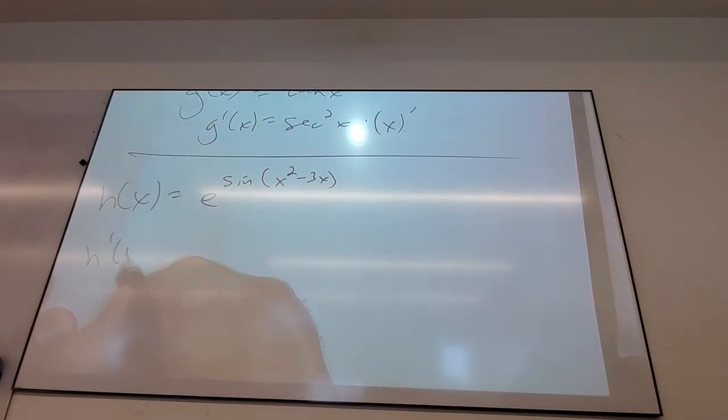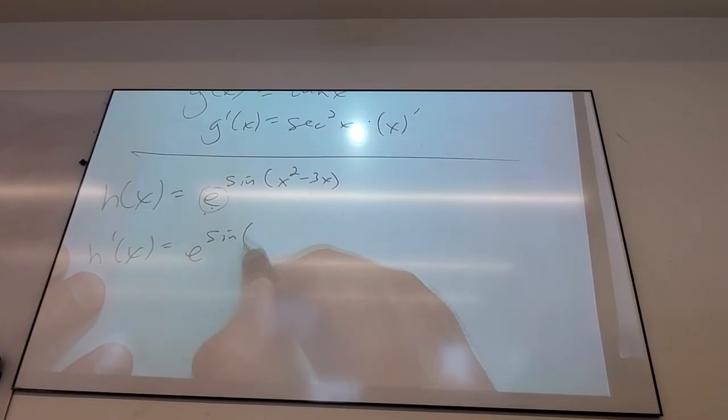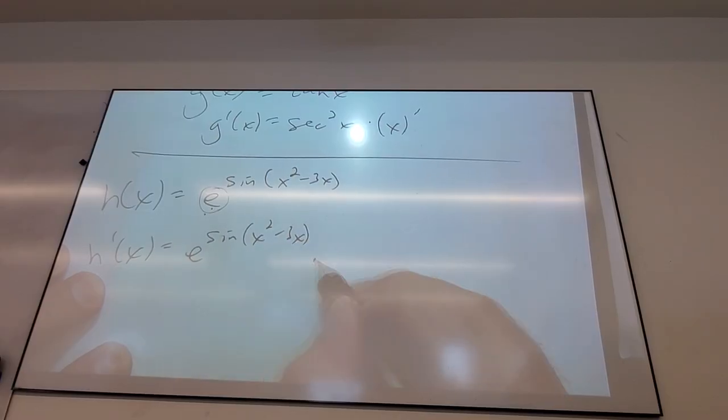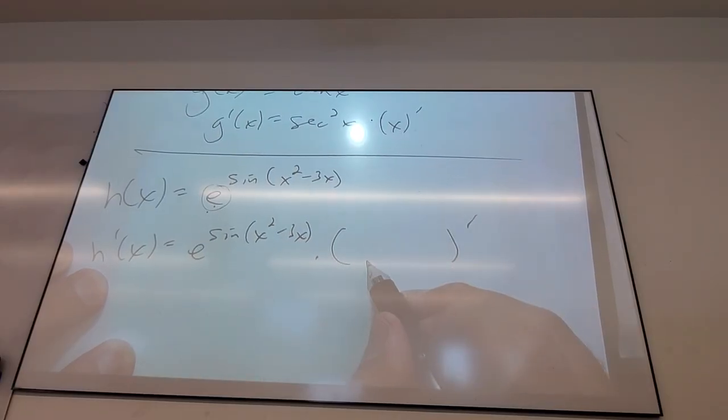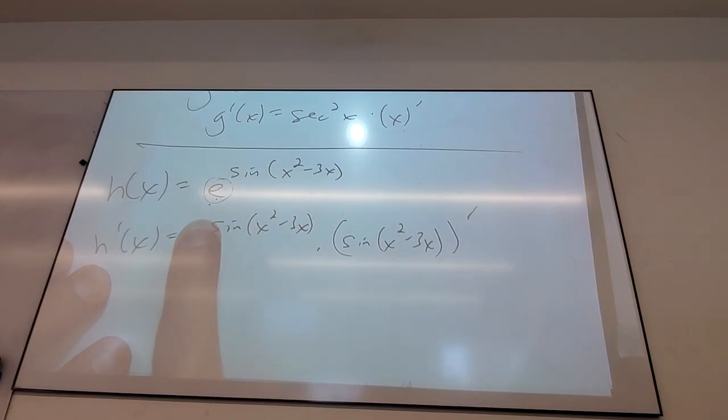So h prime of x, what's the derivative of the outside function? How do you do e to stuff? It's just e to stuff, times the derivative of what? Sine. Yes. You guys with me? The derivative of the outside function e to stuff is e to stuff times the derivative of the inside.